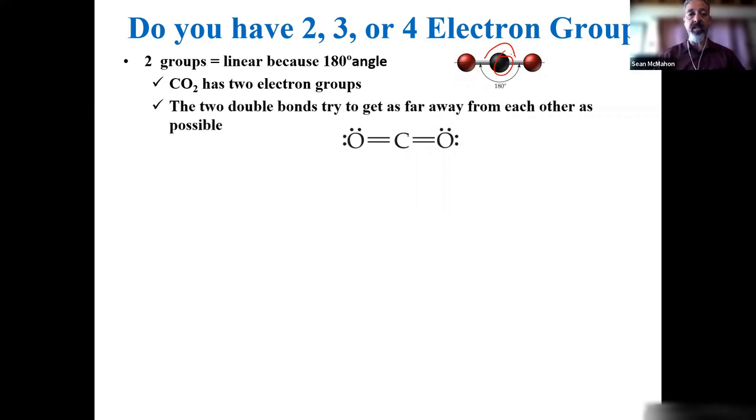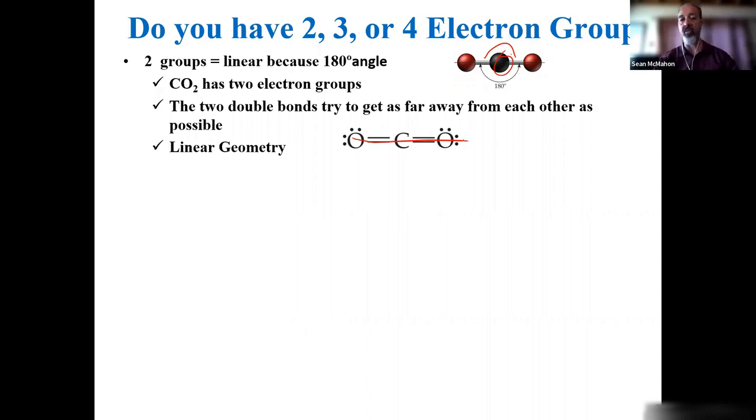So it doesn't matter that there's a double bond. It just matters that there are 2 atoms and they need to go far away. So this is referred to as a linear electron group geometry. It's linear because it forms a line. From the central atom, the 2 things are 180 degrees apart. And that's what this molecule would show right here. And you can see that I have the 2 double bonds to the oxygen, okay?